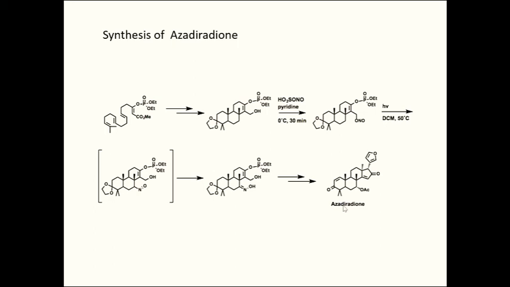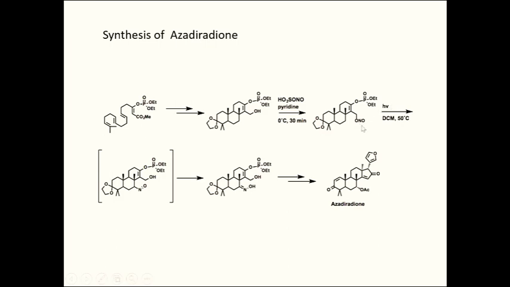We are using nitrosyl sulfuric acid here for the formation of azadiradione. In the last example we were using nitrosyl chloride only, but in this example they use nitrosyl sulfuric acid. You can see there are a few steps, and the important compound is this. After reaction with nitrosyl sulfuric acid in the presence of pyridine, a bond is formed between oxygen and nitrogen, that is, between oxygen and NO. So the nitrosyl group is attached at this oxygen atom.